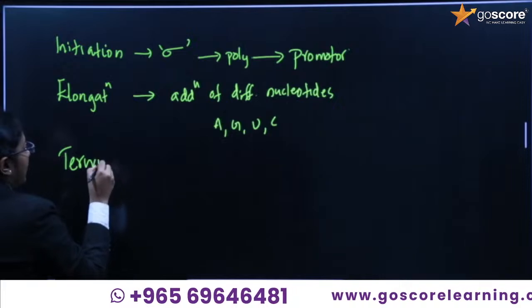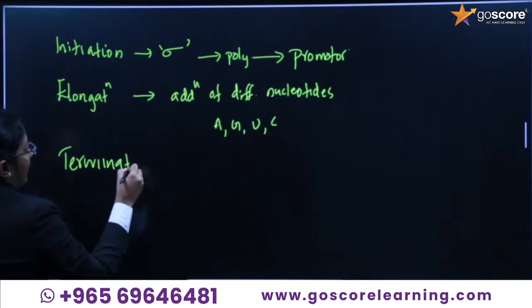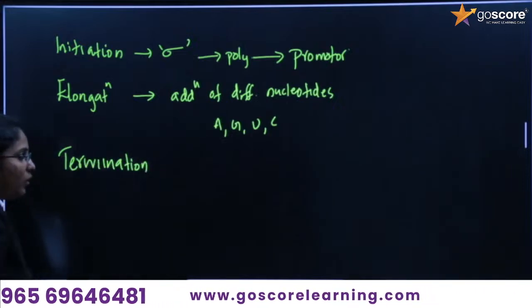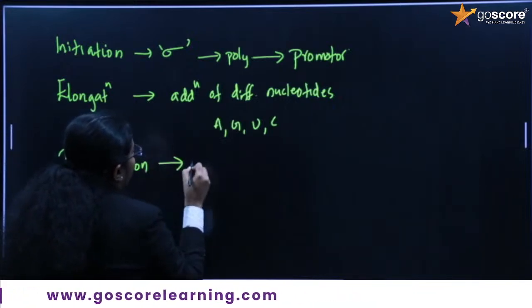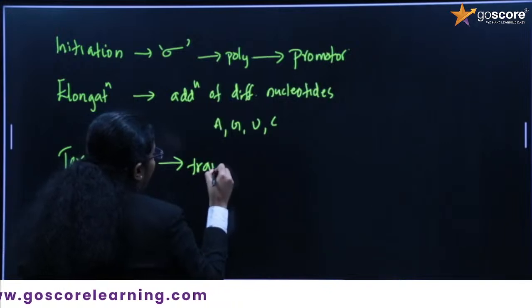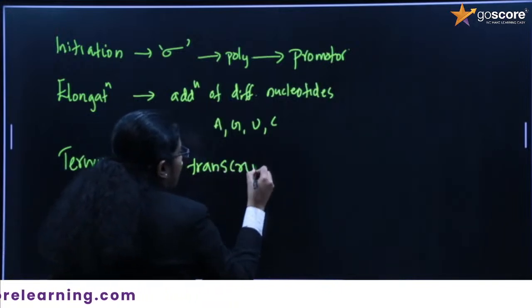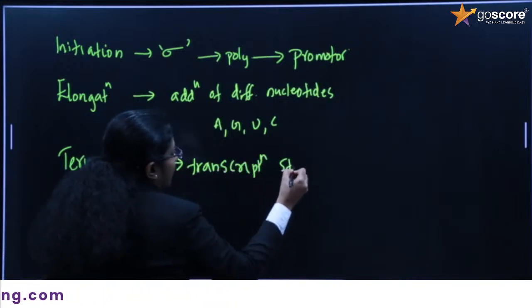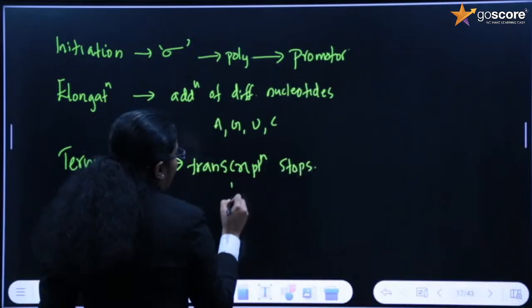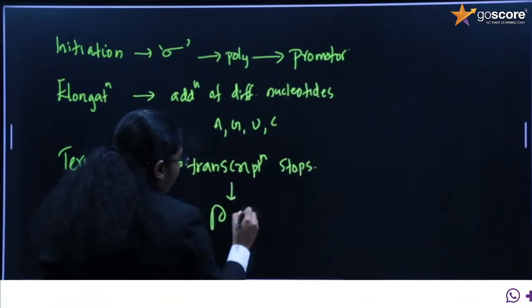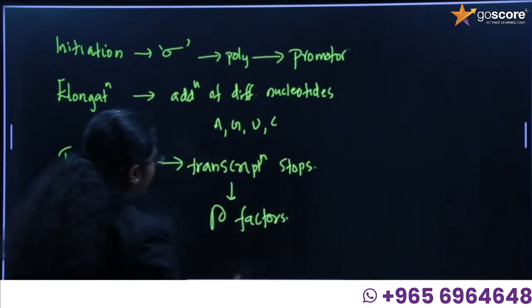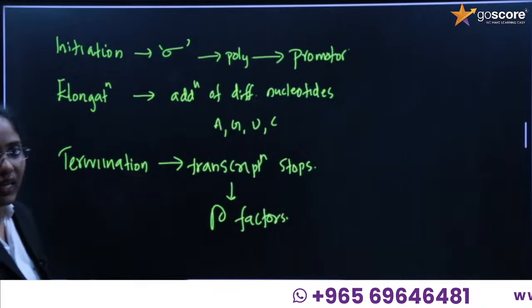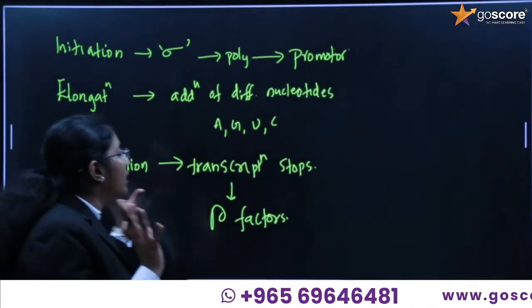What happens in termination? In termination, the transcription stops. Who comes here? Rho factor. Rho factor comes here and stops the transcription. Okay. So this is the conclusion for transcription.